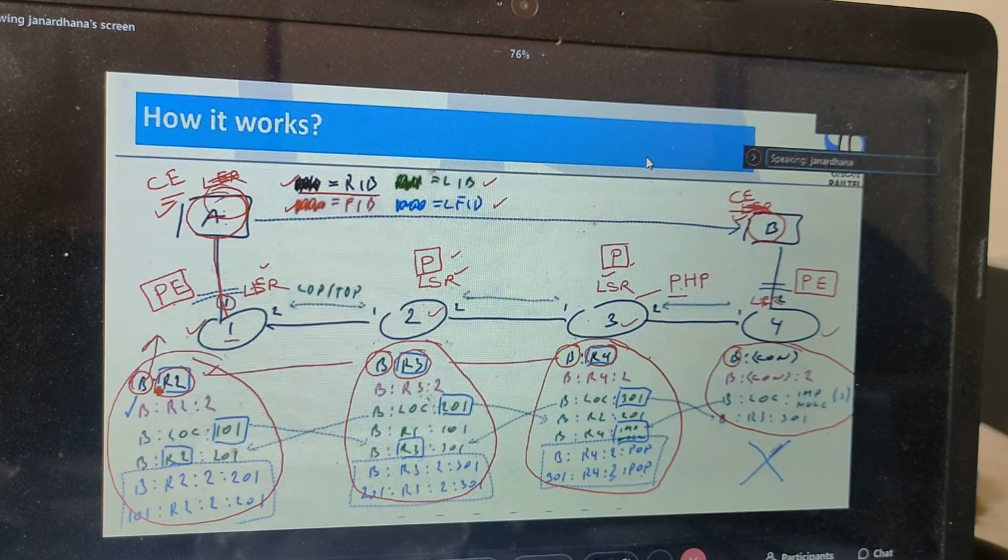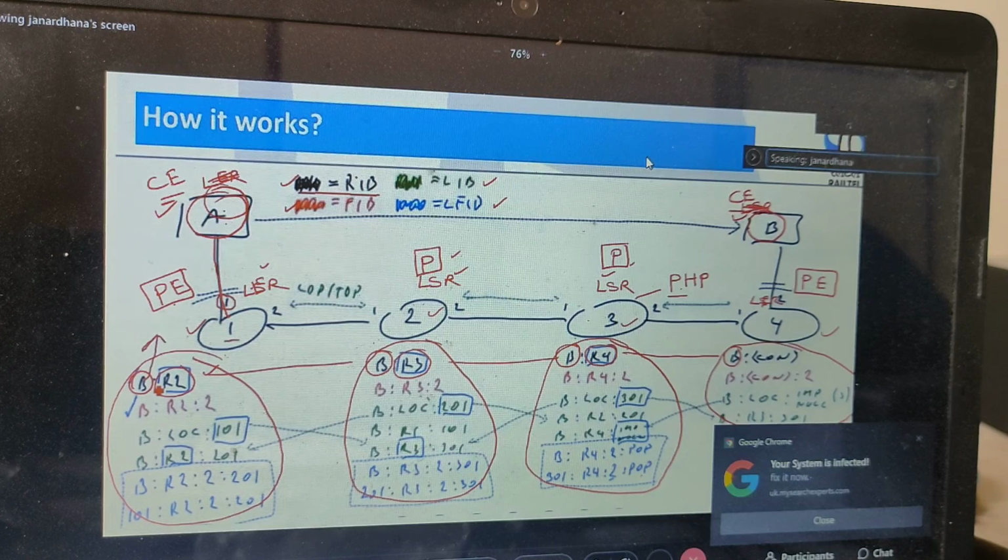Means this first line indicates the routing information base. Routing information base. Is it clear? Routing information base. Is it clear, sir? So all are understood, only one or two.